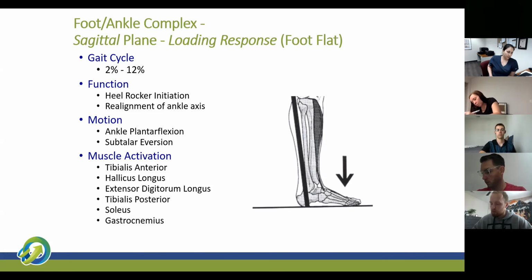Also with the loading response, I'll just give a quick thing about it. We're looking at how much the feet can absorb that energy and the ground reaction forces. So, throwing it out there, what do you think is more involved with that? The pronators or the supinators? Is it more hindfoot valgus or varus?